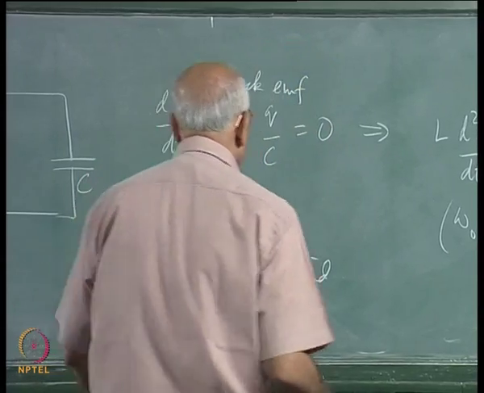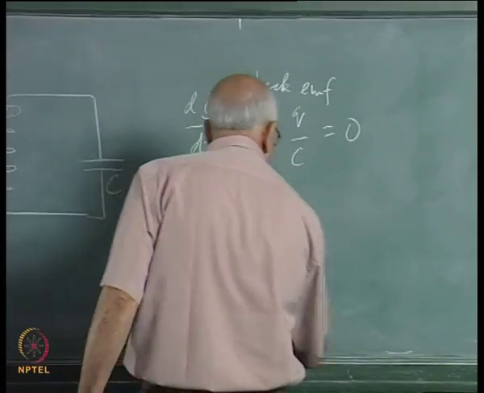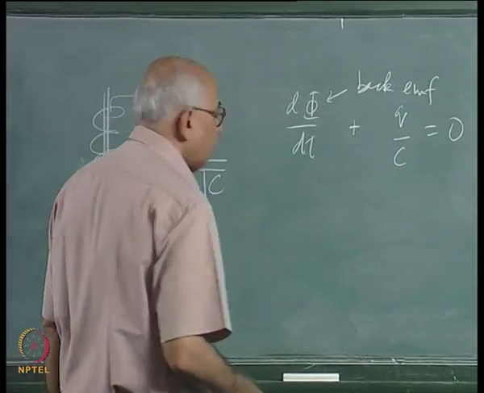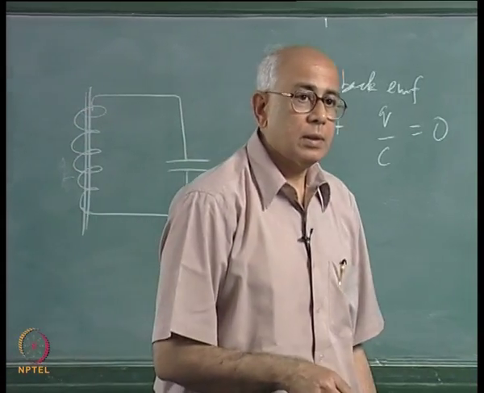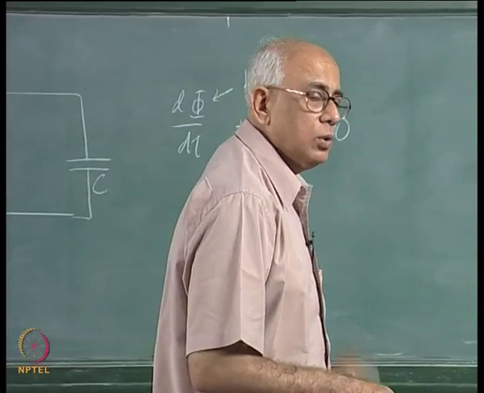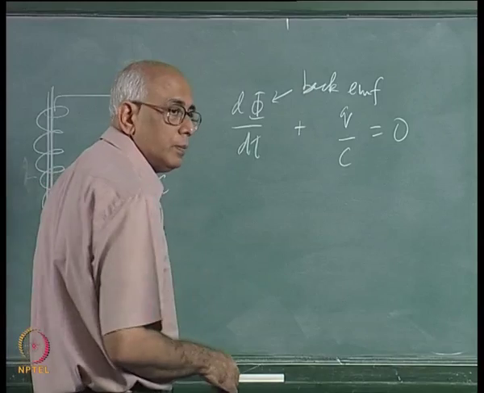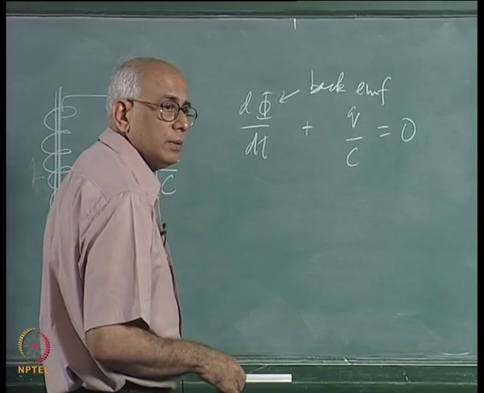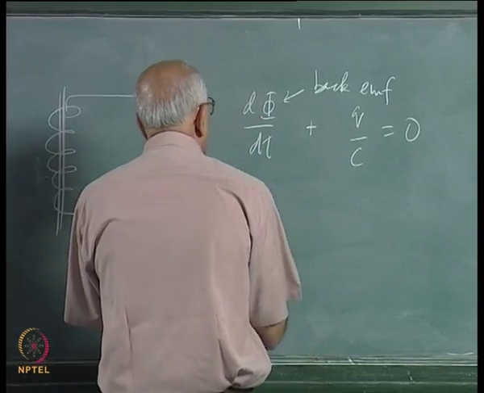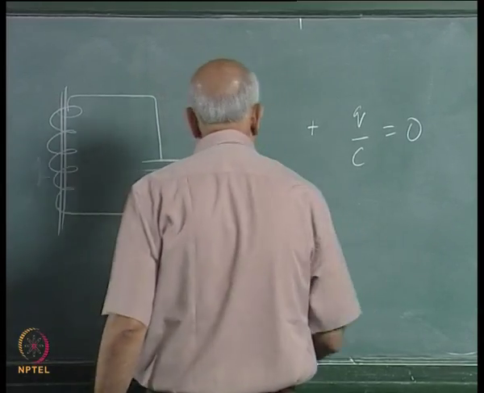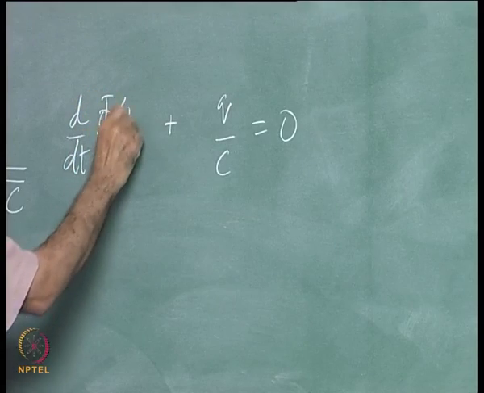Now what happens in this case when you do not have a simple L times I, but you are told that phi is some non-linear function of the current, and it is an odd function in general. So what is this thing? How would I integrate this equation? I would like to integrate this equation. So this is d over dt of phi of I.